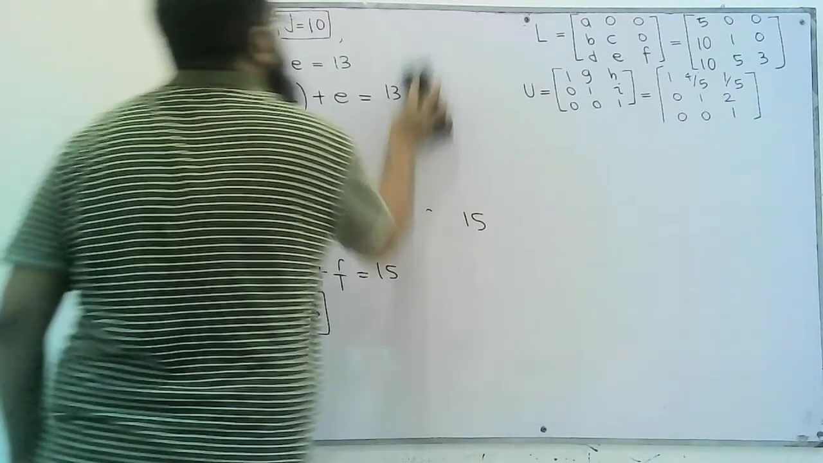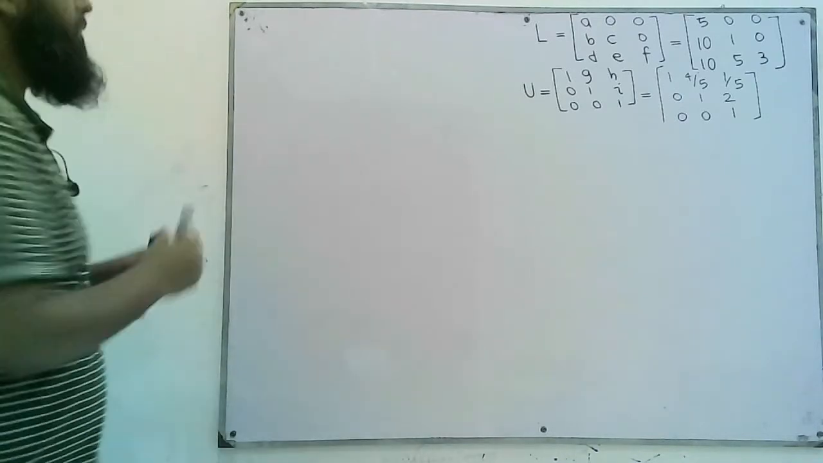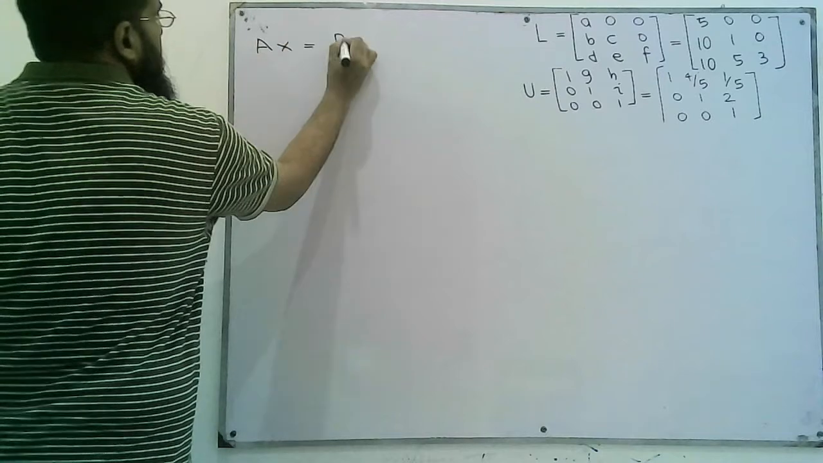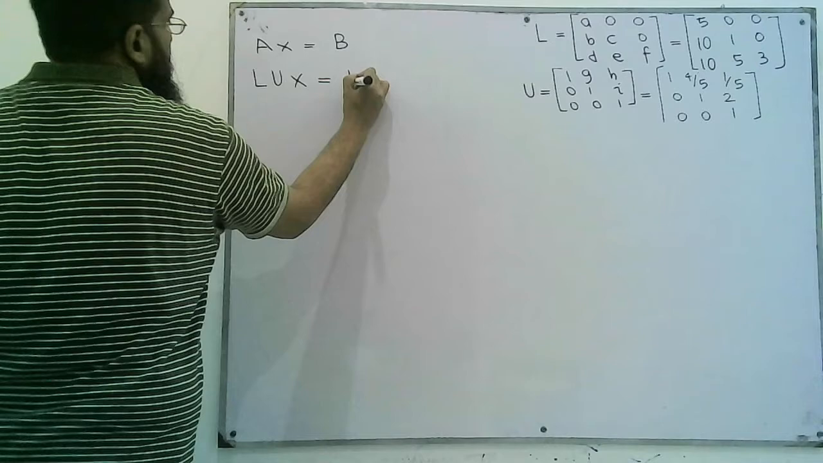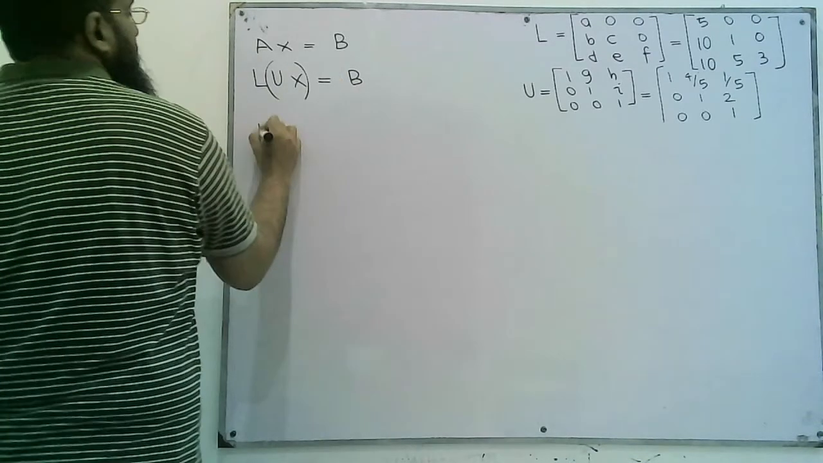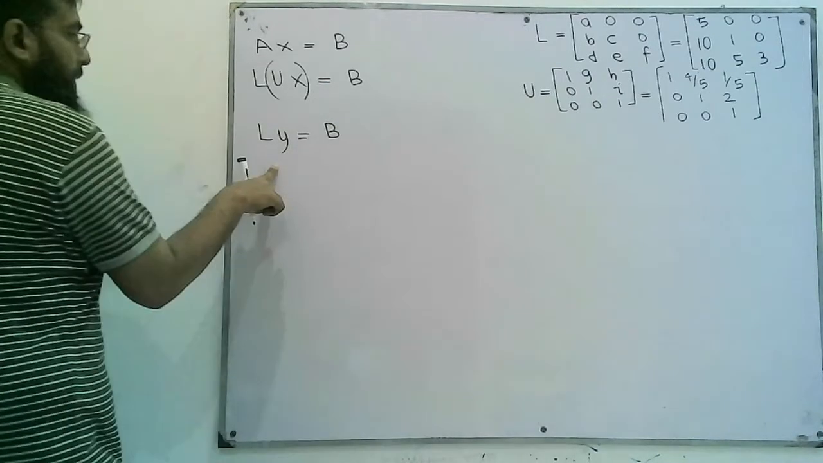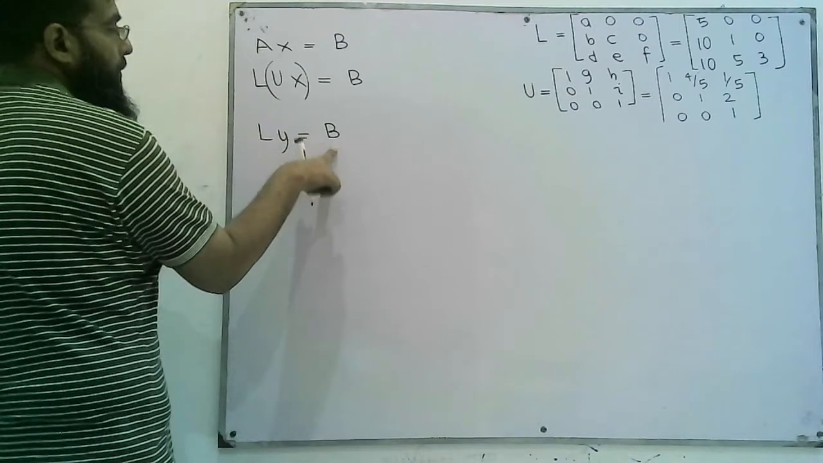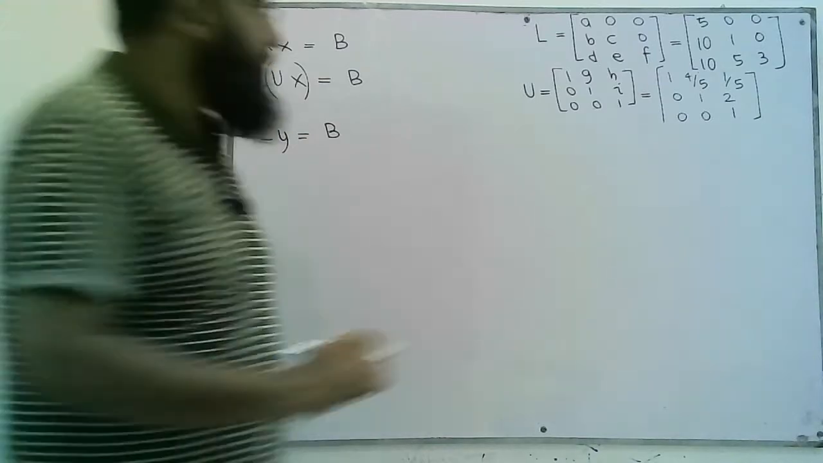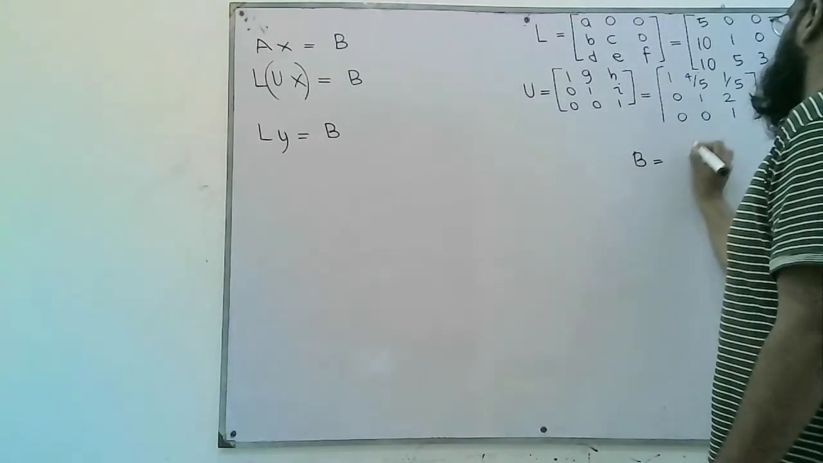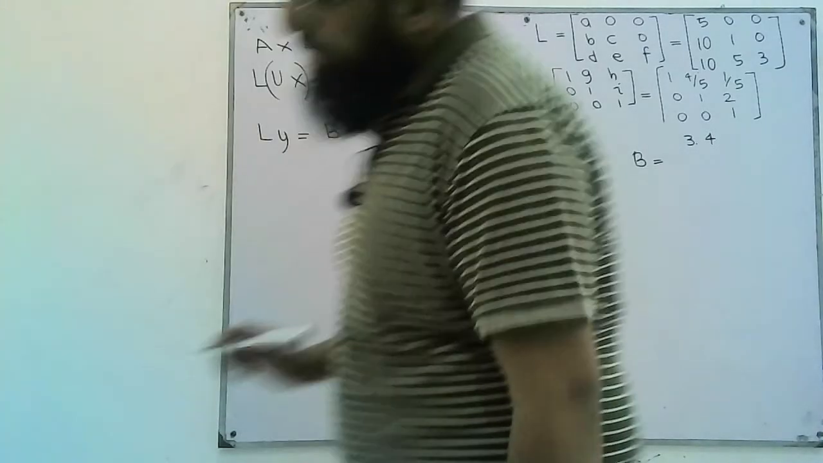We started with AX, just a reminder that AX is B, so actually we replaced A with L times U is B, and then we replace UX as Y, so LY is equal to B. So now we are ready to find Y given this L and B. We know B, we know L. B is 3.4, 8.8 and 19.2.